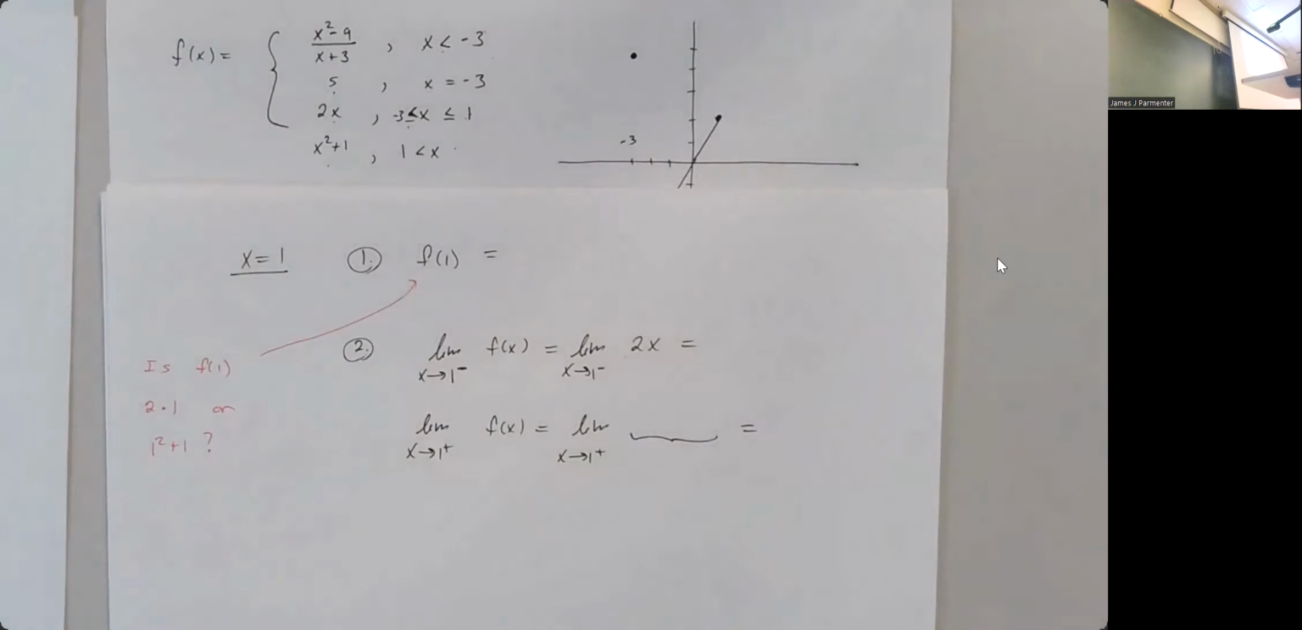No, we're not using that top function at all. So we're approaching 1 from the right. The function for x bigger than 1, which piece is that? Exactly, yeah.